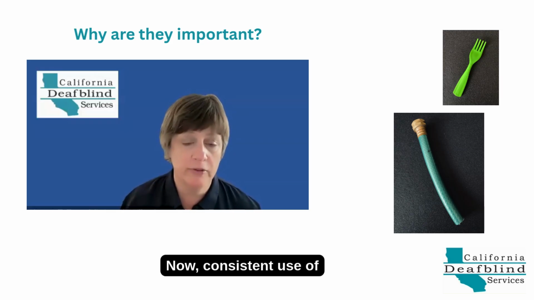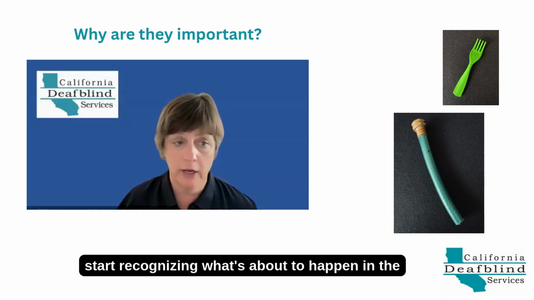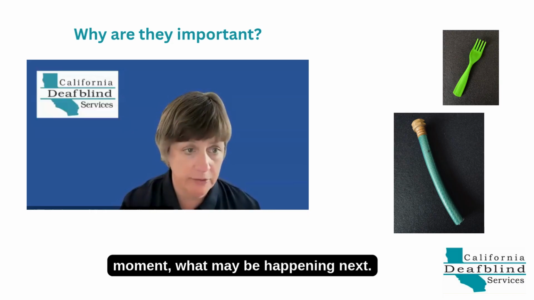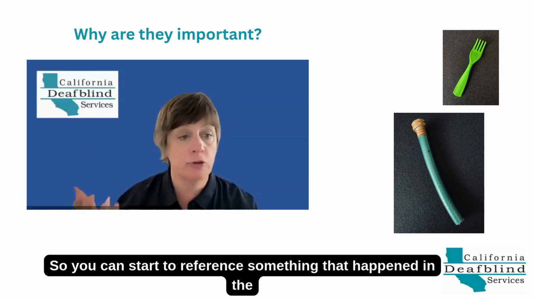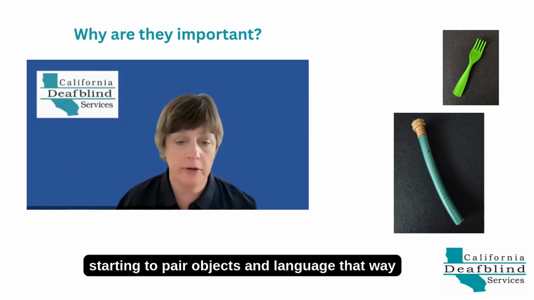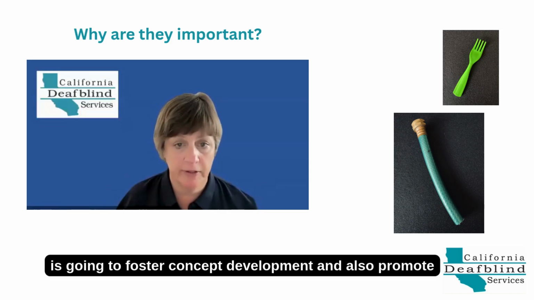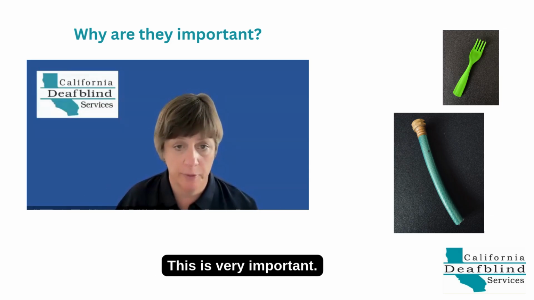Now, consistent use of familiar object cues is what allows a learner to start recognizing what's about to happen in the moment, what may be happening next, so anticipation, and then what happened in the past. So you can start to reference something that happened in the past. Over time, starting to pair objects and language that way is going to foster concept development and also promote early literacy awareness. This is very important.